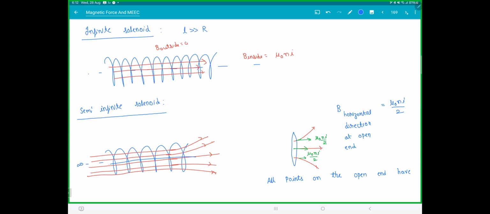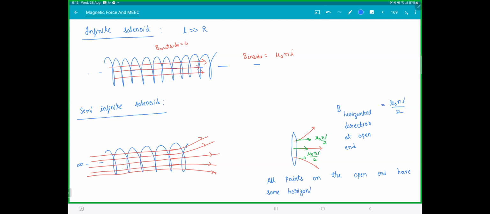As you go inside, the field will not be μ₀Ni by 2. It will increase towards μ₀Ni. Is that what you're asking, whether it is uniform inside the circle? It's not uniform. We can't say. Then we have to use the finite solenoid formula and solve using that, right? Yes.